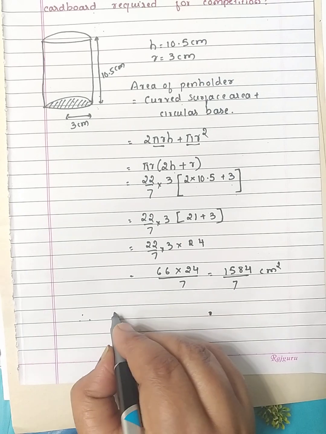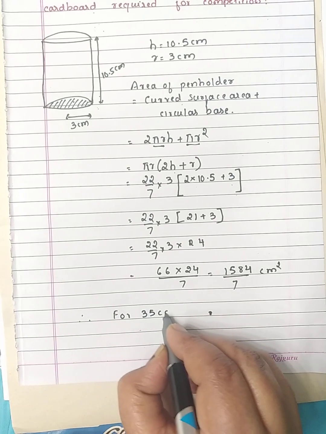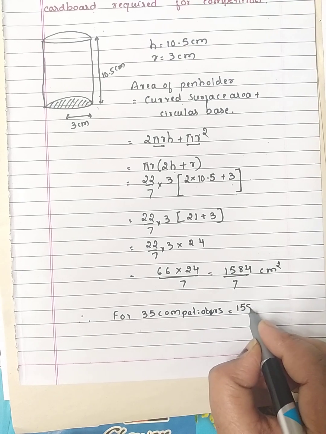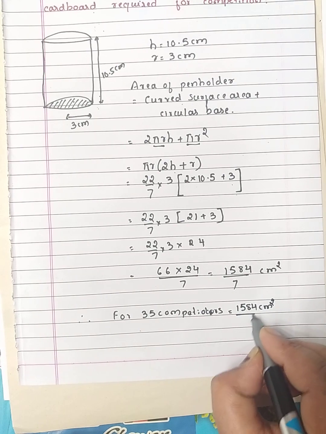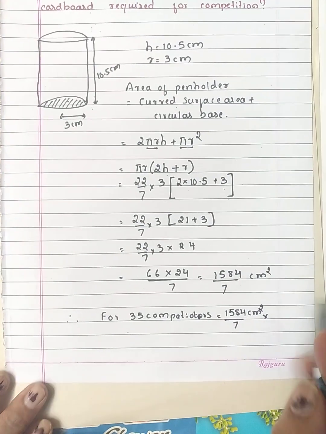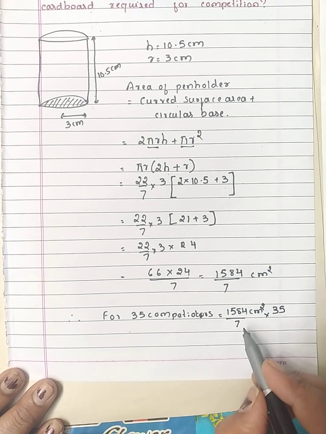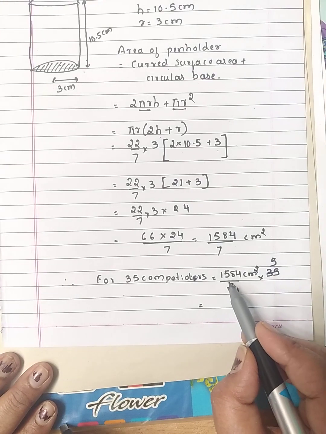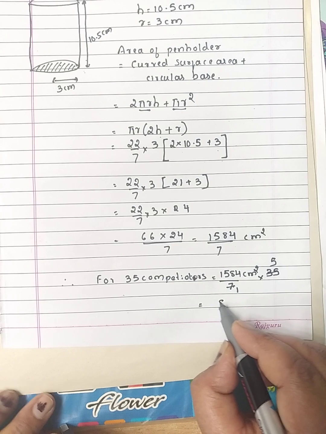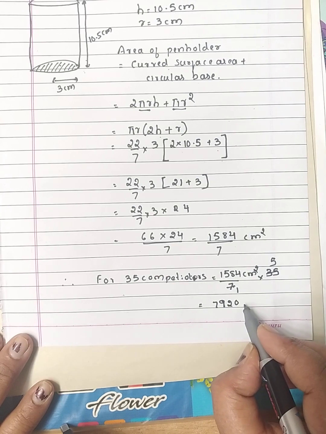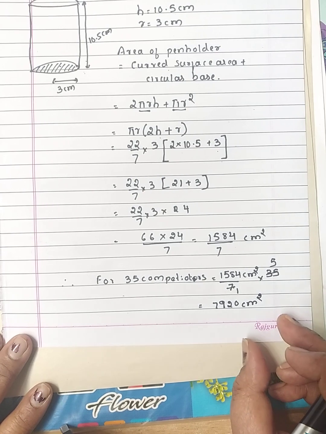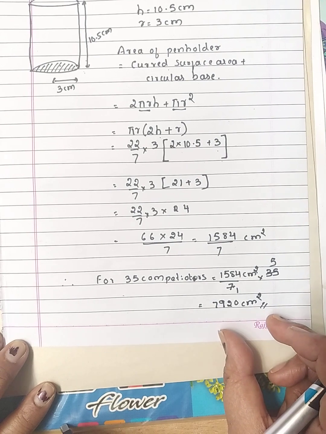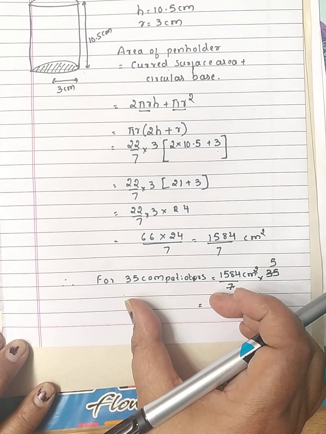Therefore, for 35 competitors, how much? 1584 centimeter square by 7 into 35. That is 7 ones are 7, 5. When you multiply 1584 into 5, you will get 7920 centimeter square. So this much cardboard, 7920 centimeter square, is required for the 35 competitors.